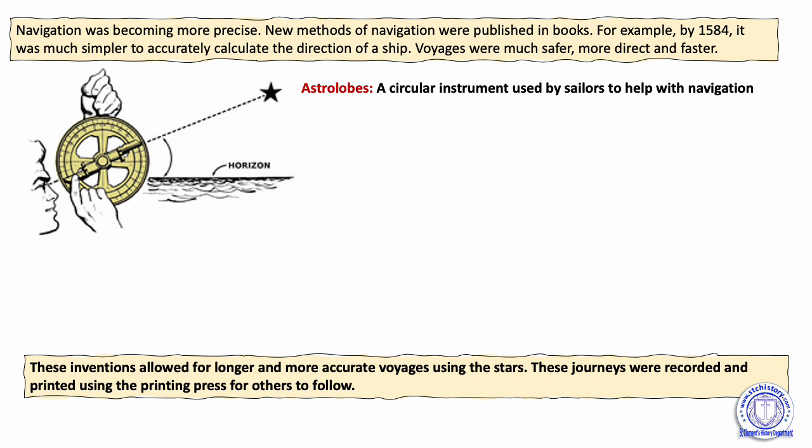In 1584, it was really simple to accurately calculate the directions of a ship using the astrolabe. So now people who maybe were a bit doubtful in investing in previous journeys because the ships never came back or whatever it might be, they're feeling much more confident now in investing into these voyages, due to the fact they're going to be much safer, more direct, and of course more direct means faster, which means back and forth, which means of course ultimately more money.